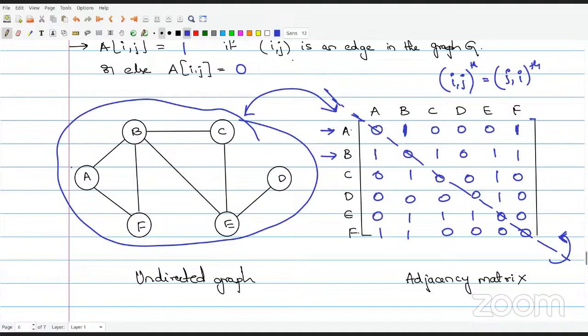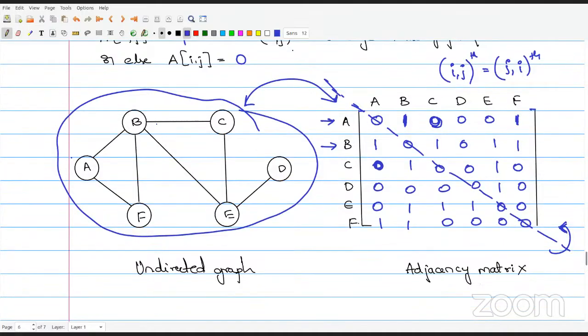So you can check. First row, third column is 0. Again, third row, first column is also 0. So like this, the ijth entry, meaning ith row, jth column entry, will be equal to the jth row, ith column entry for an undirected graph. Only for an undirected graph does this hold true. So by looking at the adjacency matrix itself, you can guess whether it is a directed graph or an undirected graph. Okay.